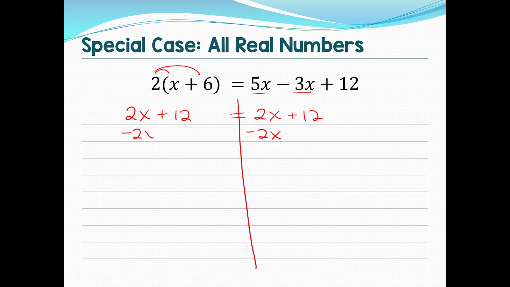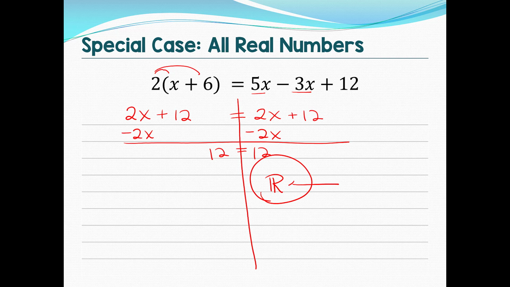So if I subtract 2x from both sides, I'm going to have 12 equals 12. Well, yeah, 12 equals 12. So there's no number I could find that's going to make this untrue. So then we say the solution to this is all real numbers.